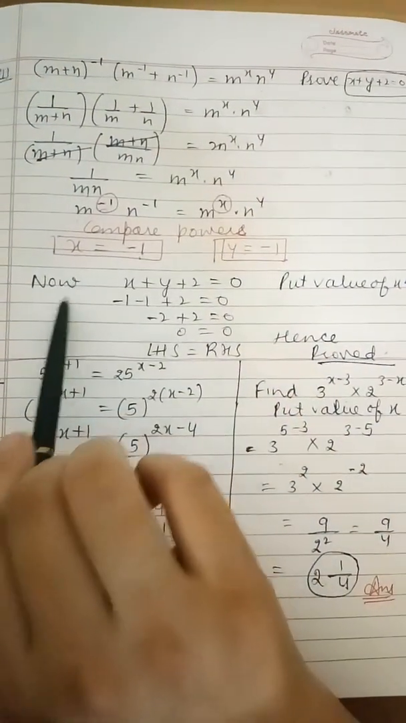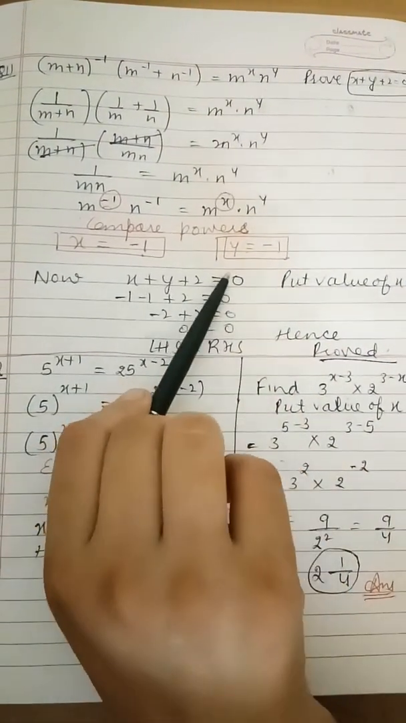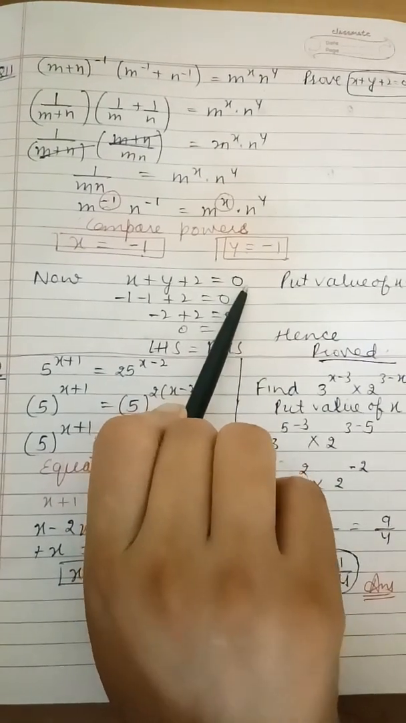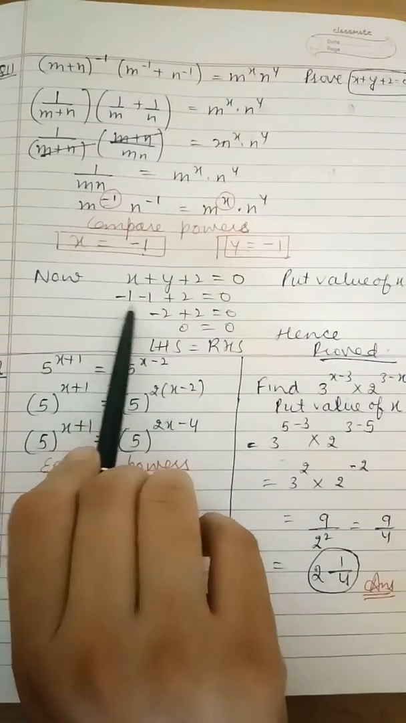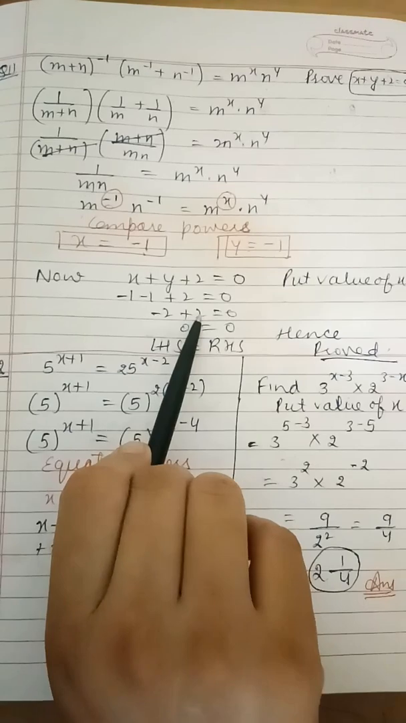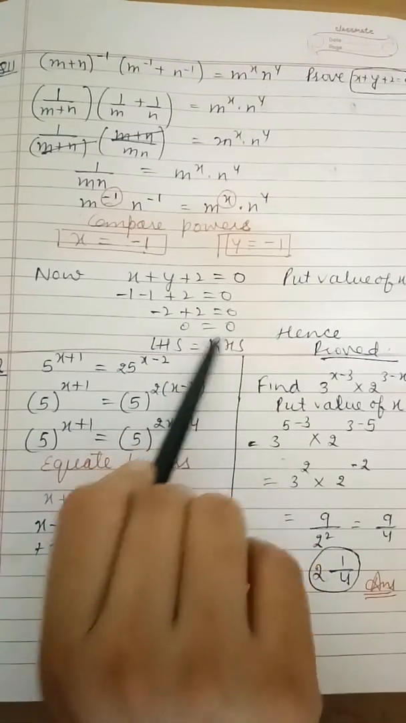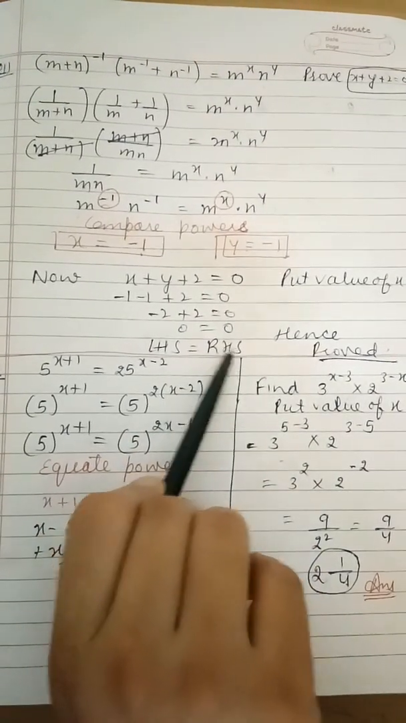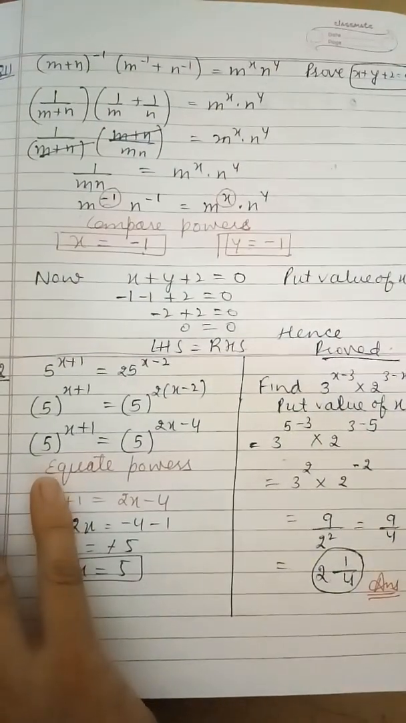Now they ask you to calculate x plus y plus 2. You have to prove that it will be equal to 0. Put the values of x and y, minus 1 minus 1. So minus 2 plus 2, that will be 0. So 0 and 0, the left hand side and the right hand side are equal. Therefore, in this way we can prove it.